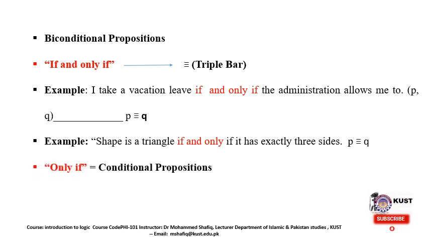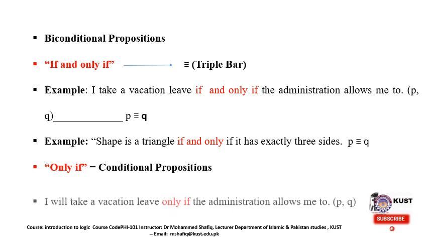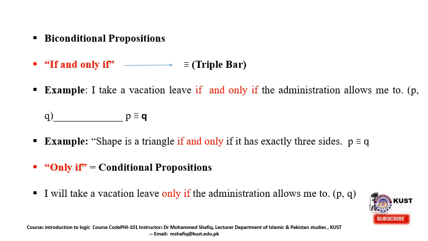"Only if" is a conditional proposition. I will take a vacation leave only if the administration allows me to do so. That means P then Q. Or if I say, if the administration allows me, then I will take a vacation. So when I say "if and only if" in this statement, it makes it biconditional.